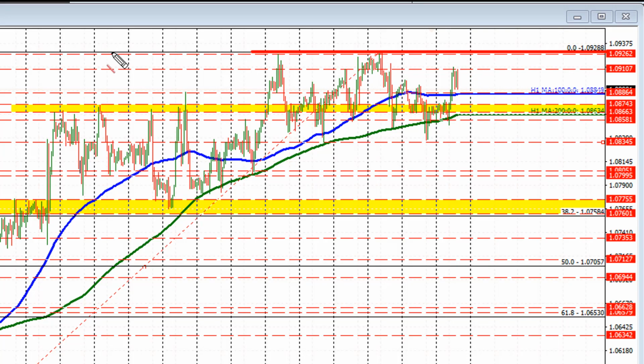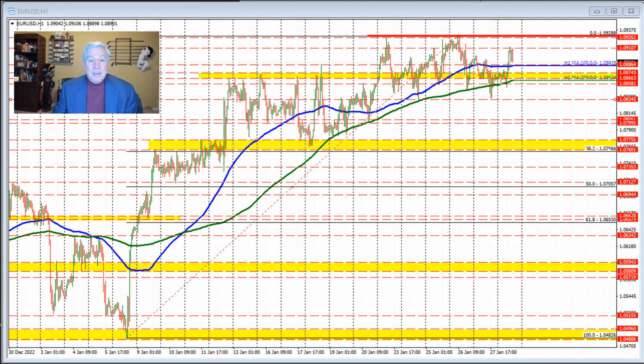The 100-hour moving average is the floor, and the high is the ceiling level on the top side. That's how we're going to play the euro versus US dollar until we find some momentum in either direction for this currency pair. Taking a look at the dollar versus yen next.